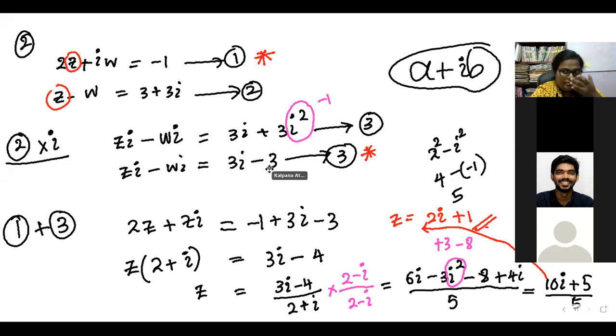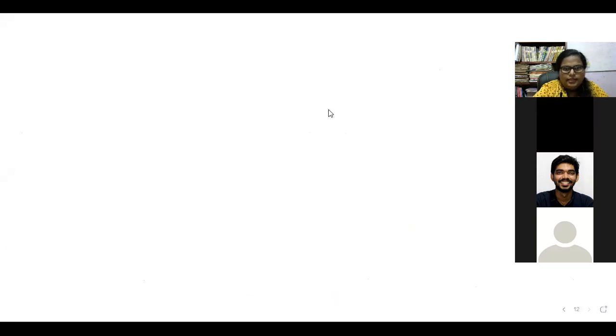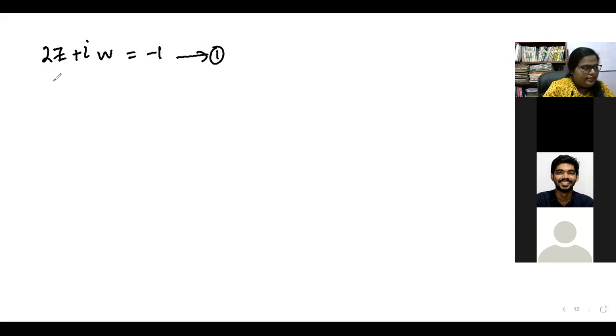As well, you can use the substitution method also, right? It will give you the same answer with this method also. Our two simultaneous equations are 2z plus iw equals minus 1. It is the first equation, and the second equation is z minus w equals 3 plus 3i, right? So this is the second equation.